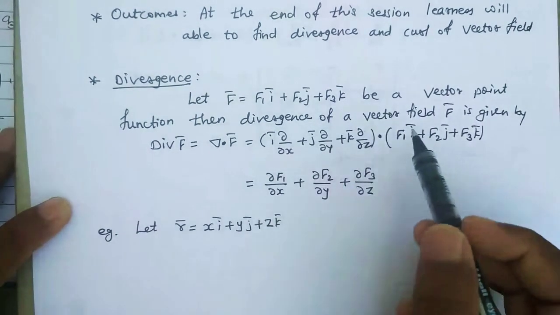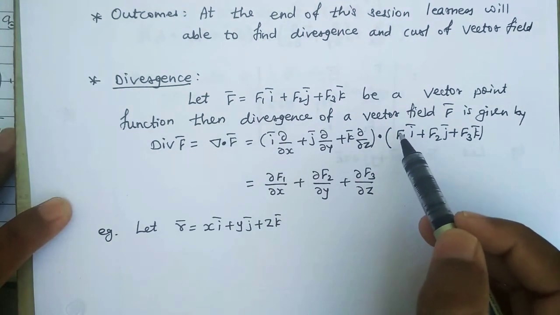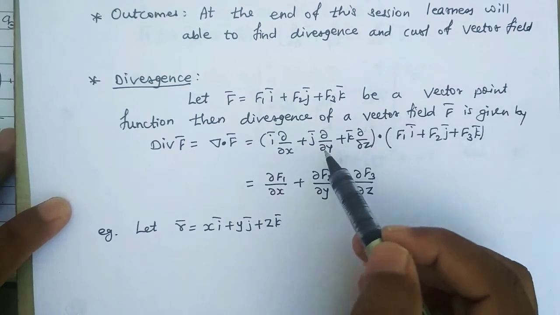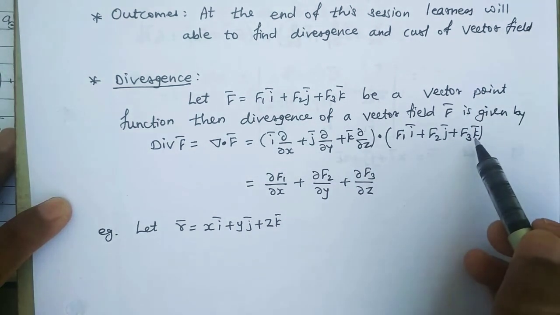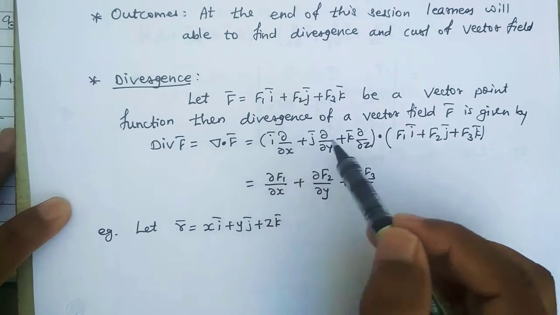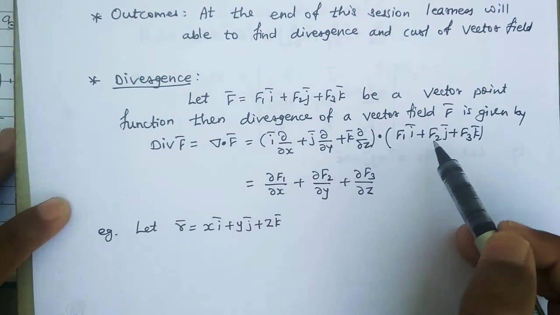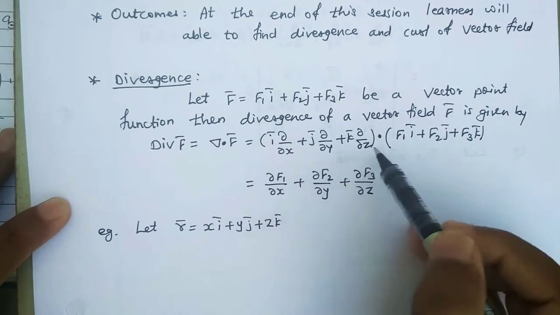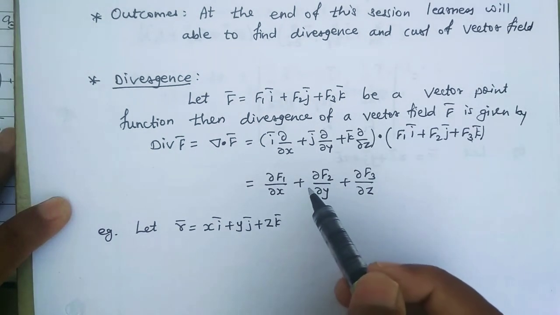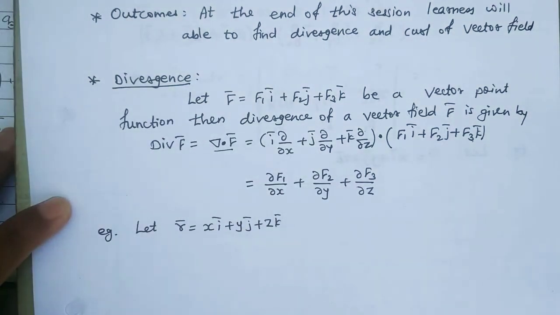Dot into f bar, the value of f bar is f1 i bar plus f2 j bar plus f3 k bar, is equal to, according to the dot product, partial derivative of f1 with respect to x plus partial derivative of f2 with respect to y plus partial derivative of f3 with respect to z. That means using the formula a1 b1 plus a2 b2 plus a3 b3. So we get this formula: divergence of f bar means del dot f bar.